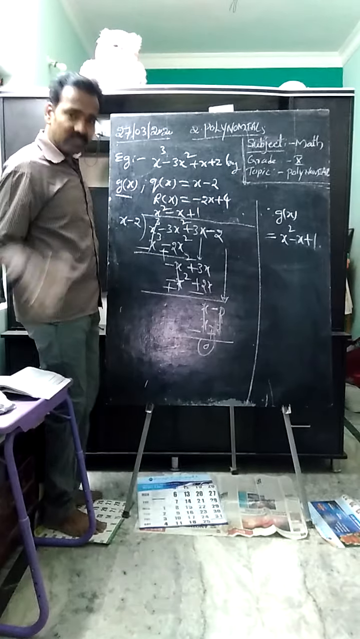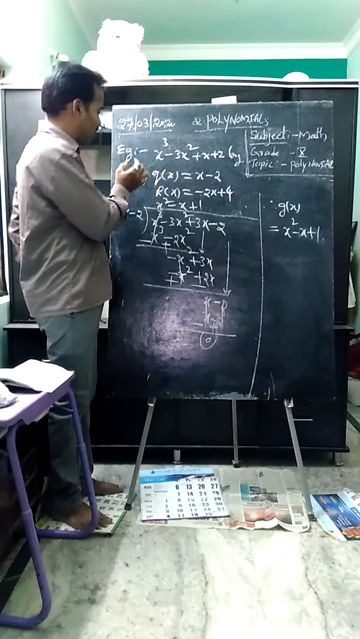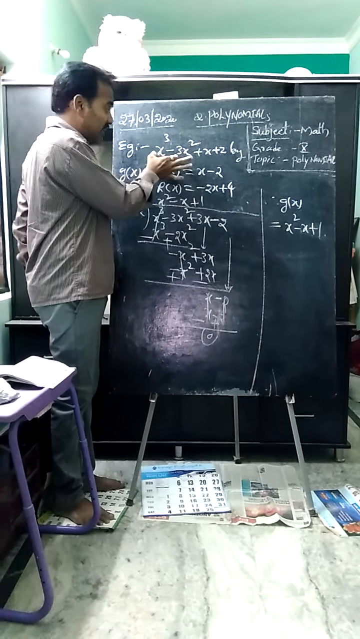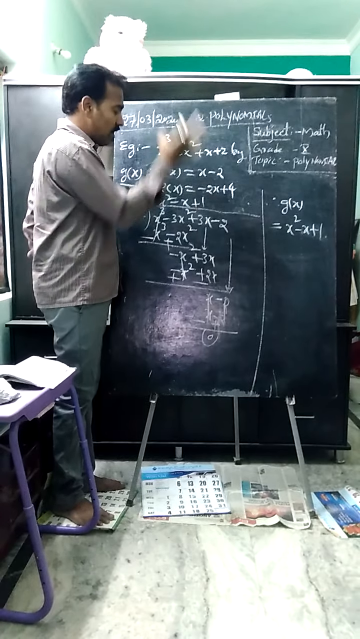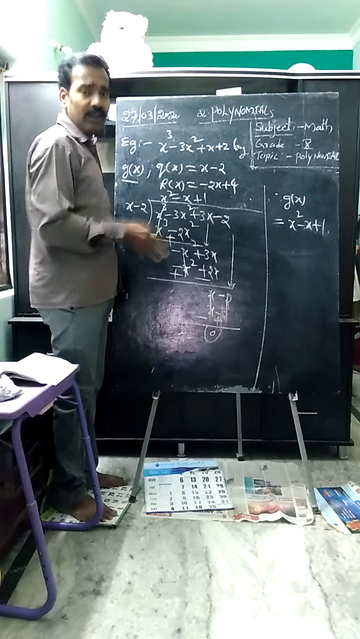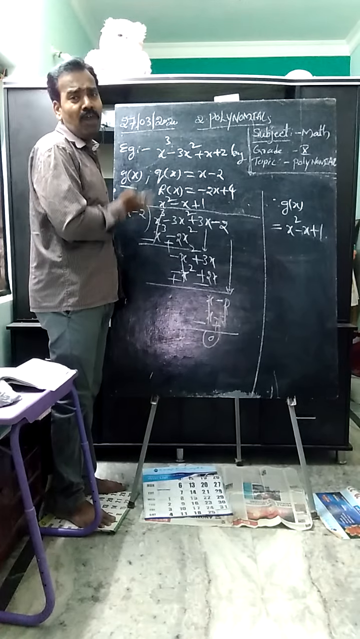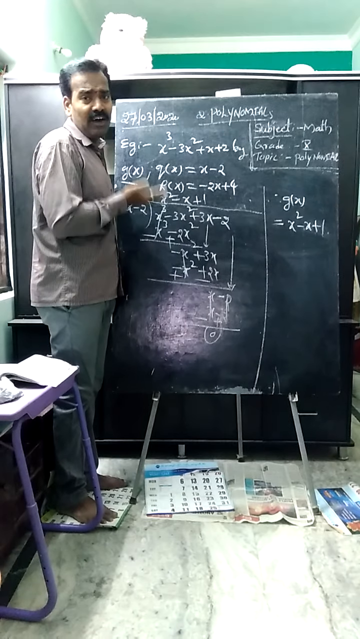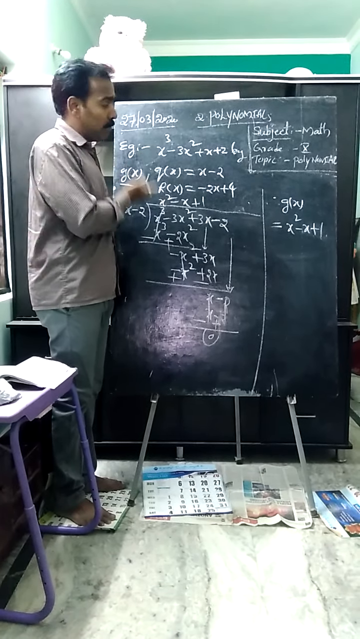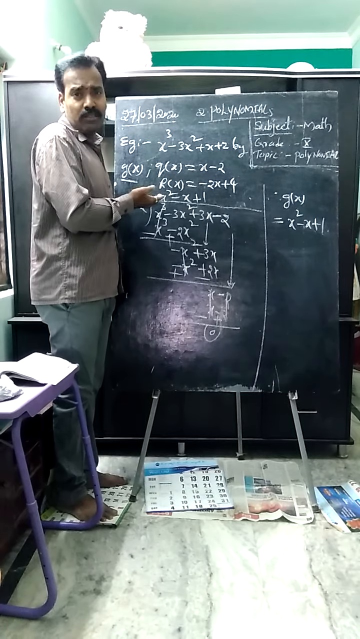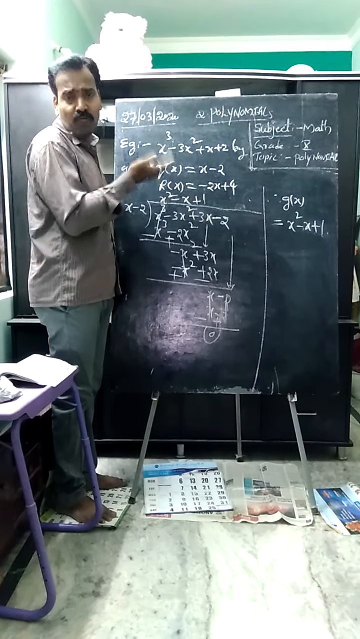This is the procedure to find g of x when the dividend, quotient and remainder are given. This is also one of the applications of the division algorithm of polynomials. By this problem, all the concepts of polynomials are covered so far.